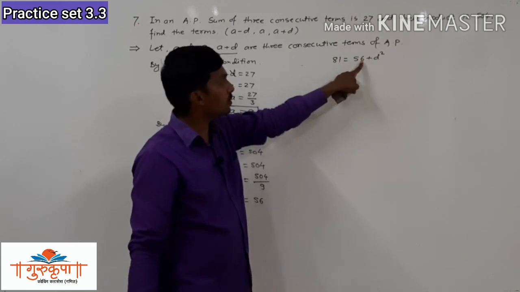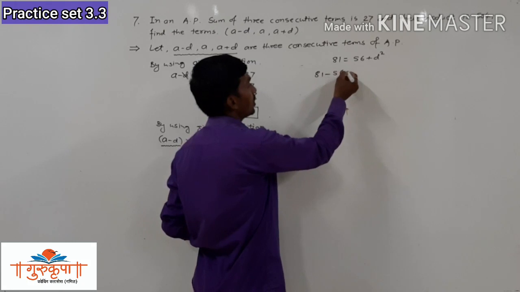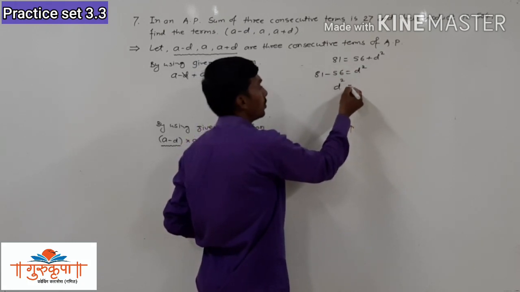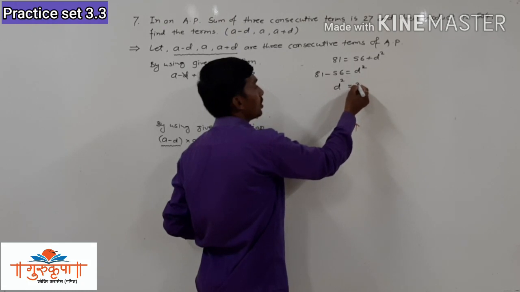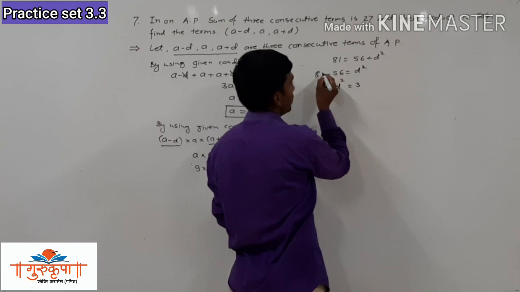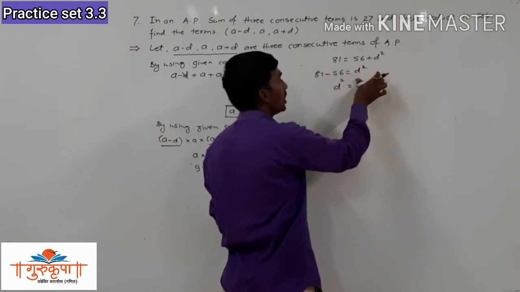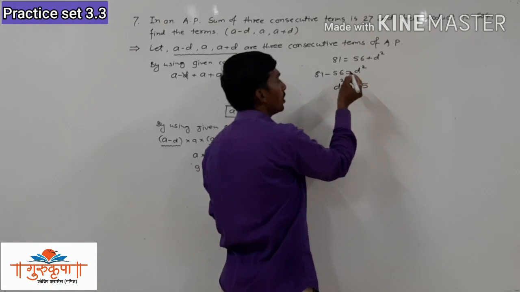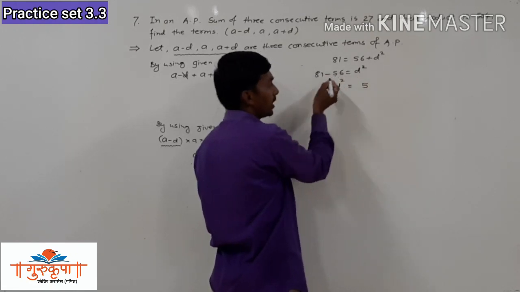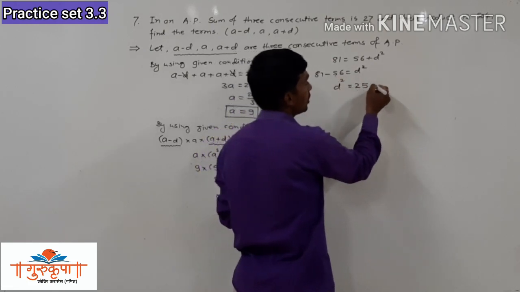Now transfer this 56 to the left side: 81 minus 56 is equal to d square. So we have d square is equal to 81 minus 56. We cannot subtract 6 from 1, so we will subtract 6 from 11, that is 11 minus 6 is 5. Now this 1 which we borrowed is given back, so we have 6 here, 8 minus 6 is 2, so the subtraction is 25.